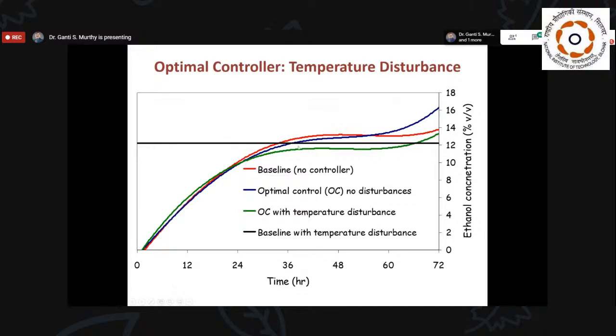Whereas this black line that you see is the final ethanol concentration when you have a temperature disturbance and you don't use a controller. So you see, it is about 1% lower, about 13.5 and 12% with the temperature difference. And remember what I was saying earlier, even a 0.5% difference in ethanol concentration makes a huge difference in these plants. So essentially, yes, our controller is doing much better. The performance is still not the same as without disturbances, which is to be expected.